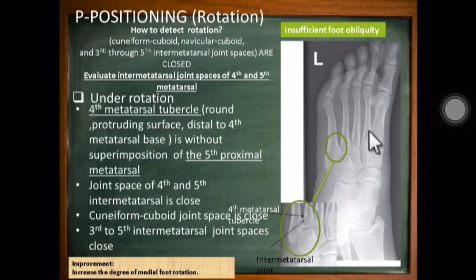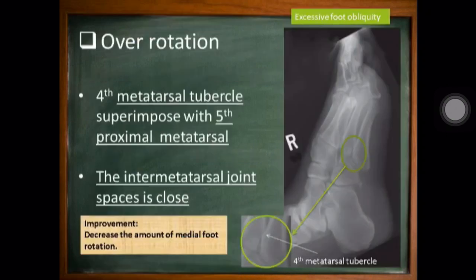And you can see the cuneiform cuboid joint space is closed, and the third through fifth intermetatarsal joint space is closed, and this radiograph is under rotation. The positioning of this radiograph is under rotation. So to improve this, we must increase the degree of medial foot rotation.